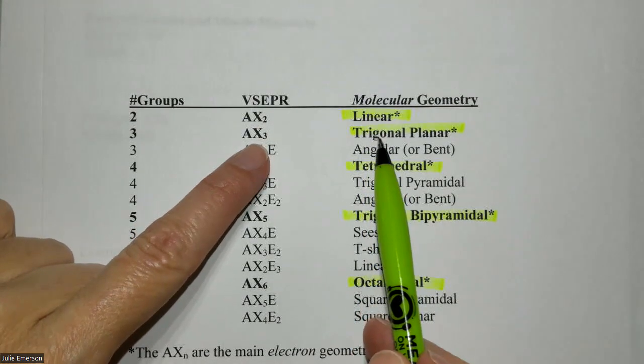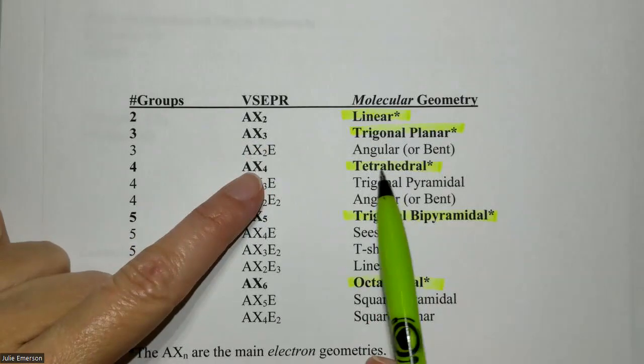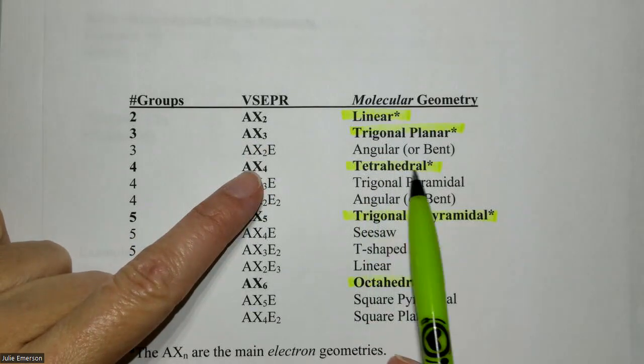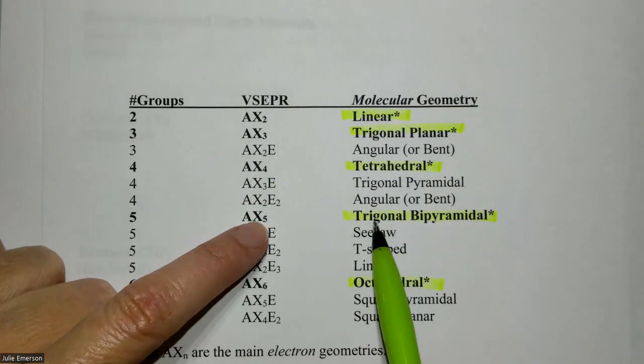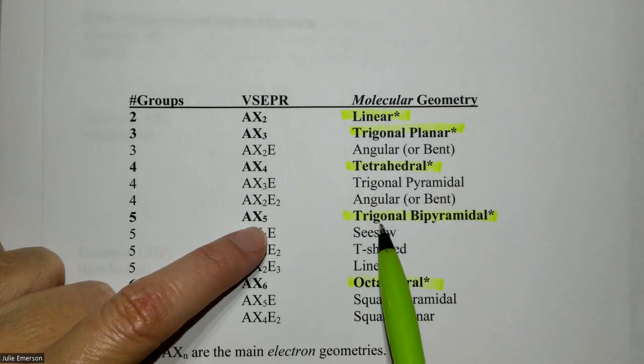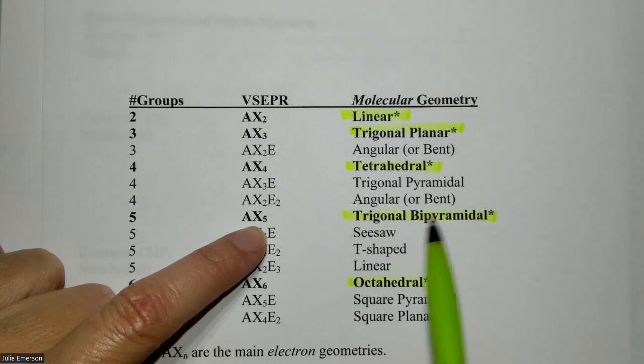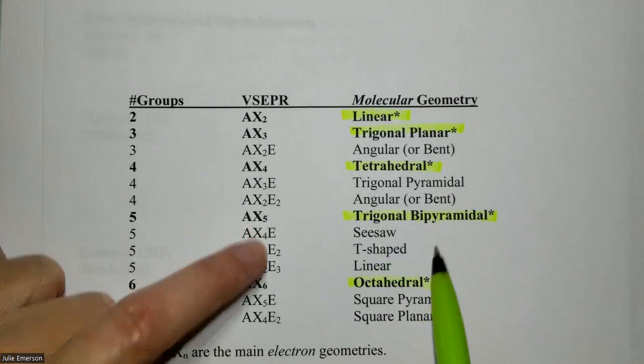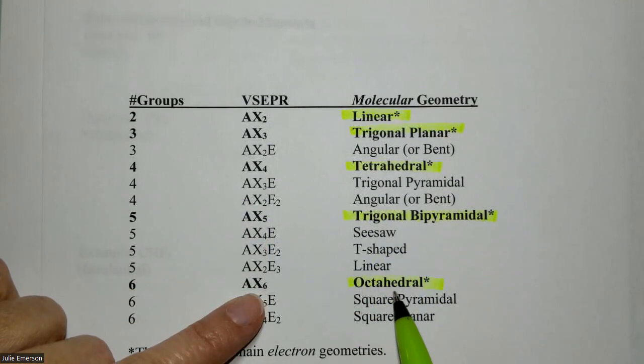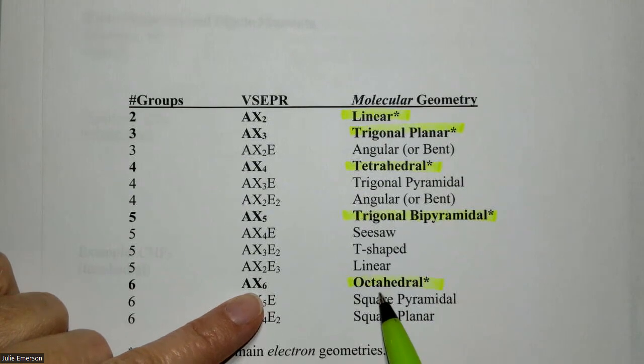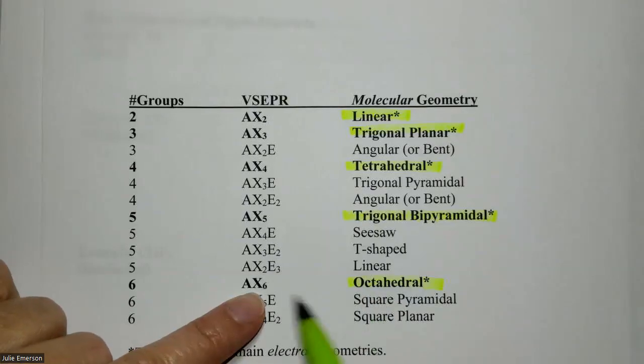AX3, I'll show you in just a little bit, that's trigonal planar. AX4, that was the silicon tetrachloride, tetrahedral. AX5, that was the antimony pentachloride, the trigonal bipyramidal, right? The 2 pyramids. And one that we haven't looked at yet, which I never understood, AX6 octahedral. Like that seems like a missed opportunity. Why not hexahedral? But whatever. AX6 octahedral. Those are the 5 main electron groups.